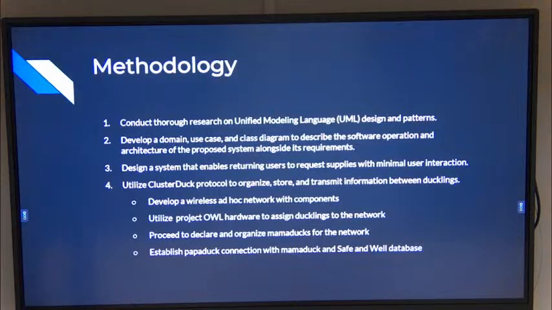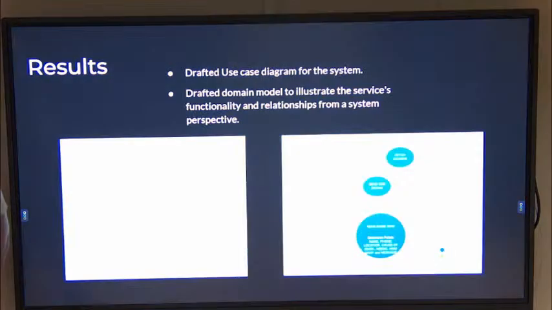Finally, using the ClusterDuck protocol, we'll be creating the different nodes. First, we'll be developing the wireless network. After that, using the ducklings, we'll be assigning a node in the network to be a duckling so that it can represent a user, as a user for our project is on a household level, which is around five users. After that, we'll be setting up the Mama Ducks, and finally establishing a connection with the Papa Ducks. Dylan, take over with our results.